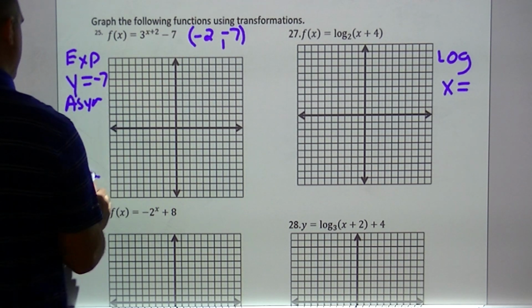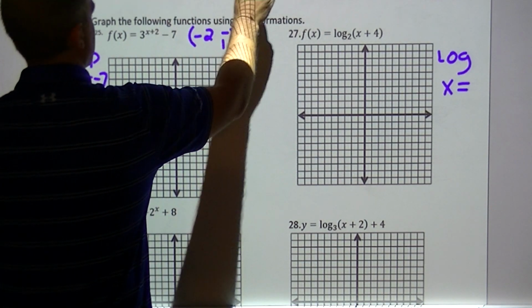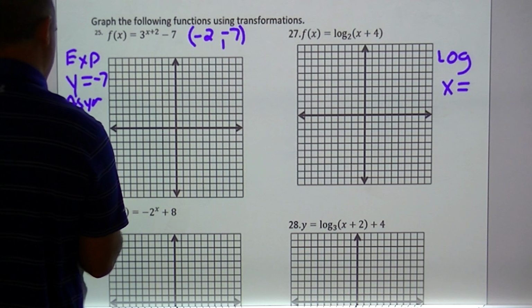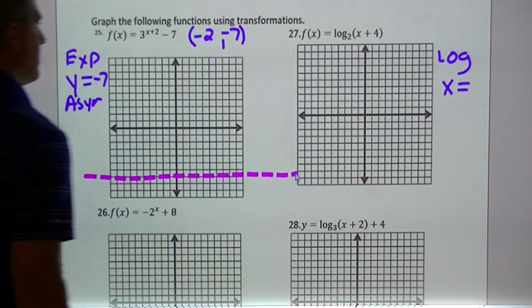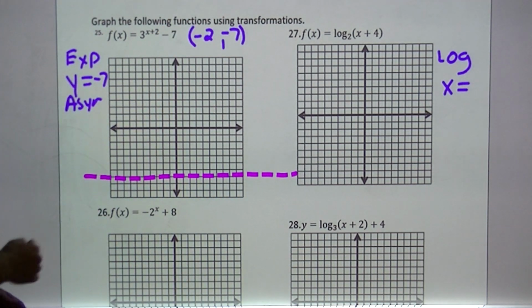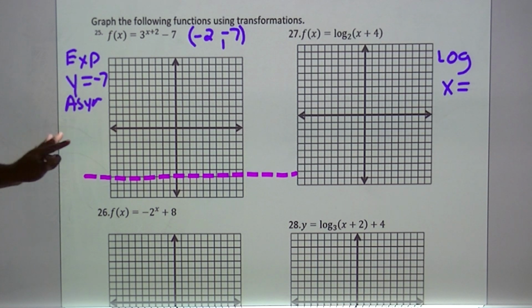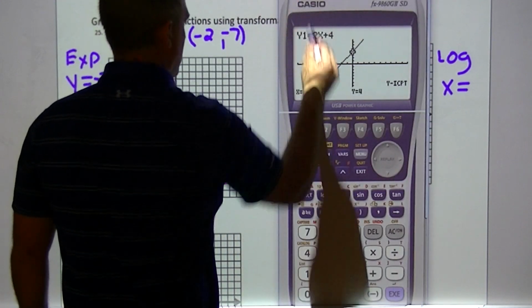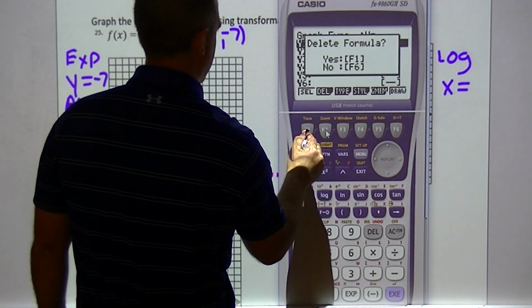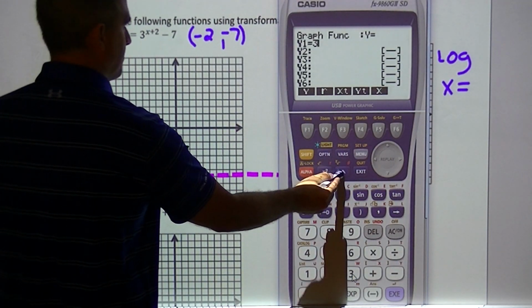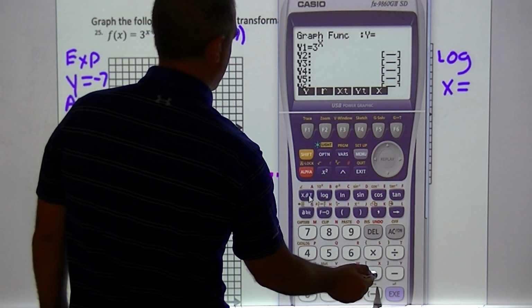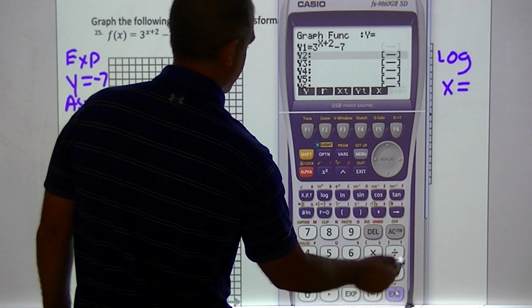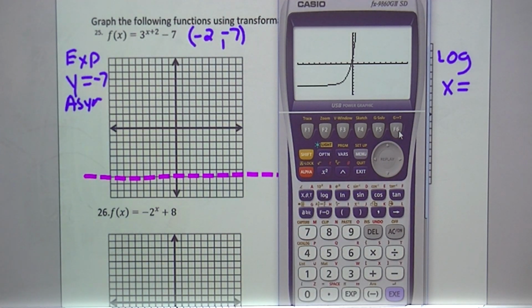So what I'm going to do, let me use these other markers because it's a little bit easier. 1, 2, 3, 4, 5, 6, and 7. So I'm just going to draw a dashed line right here. Okay, so that's where my asymptote is going to be. And then I'm going to go ahead and graph it. 3, to make the exponent, I hit this little arrow, x plus 2, minus 7. Draw. As you can see, it goes through there.